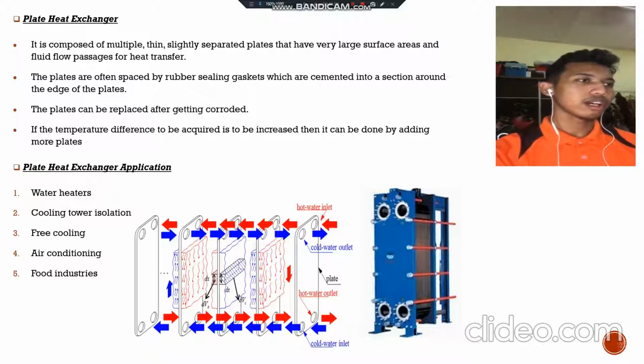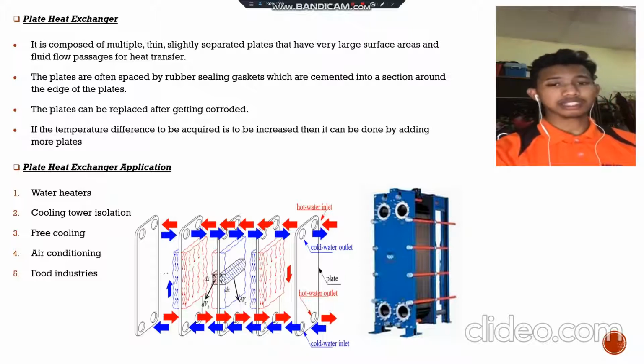For example, number 1 is water heaters. Number 2 is cooling tower isolation. Number 3 is free cooling. Number 4 is air conditioning. And number 5 is for food industries.